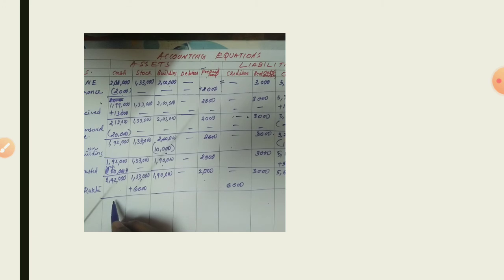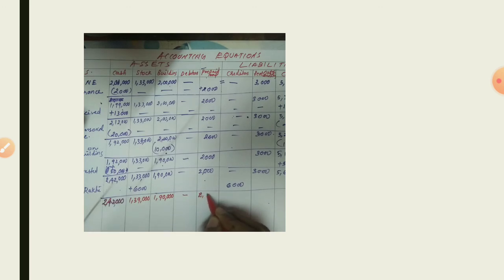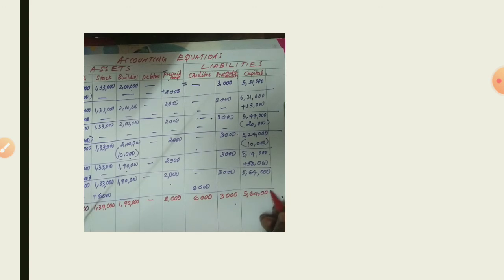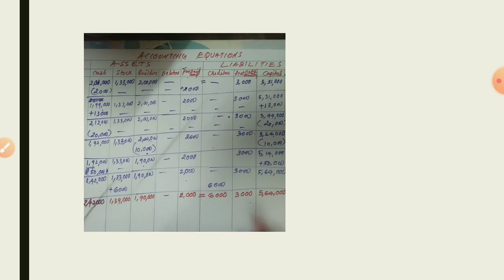So now again we will add cash position 2,42,000. Now this is the final one. So I will write with a red color so that you can understand. 2,42,000. Stock is 1,39,000. Again he purchased 1,33,000 plus 6,000, 1,39,000. Building value become 1,90,000 because 10,000 depreciation. Then here nothing. Here prepaid is 2,000. Okay. Now this one also creditor 6,000. Rent outstanding 3,000. Capital 5,64,000.